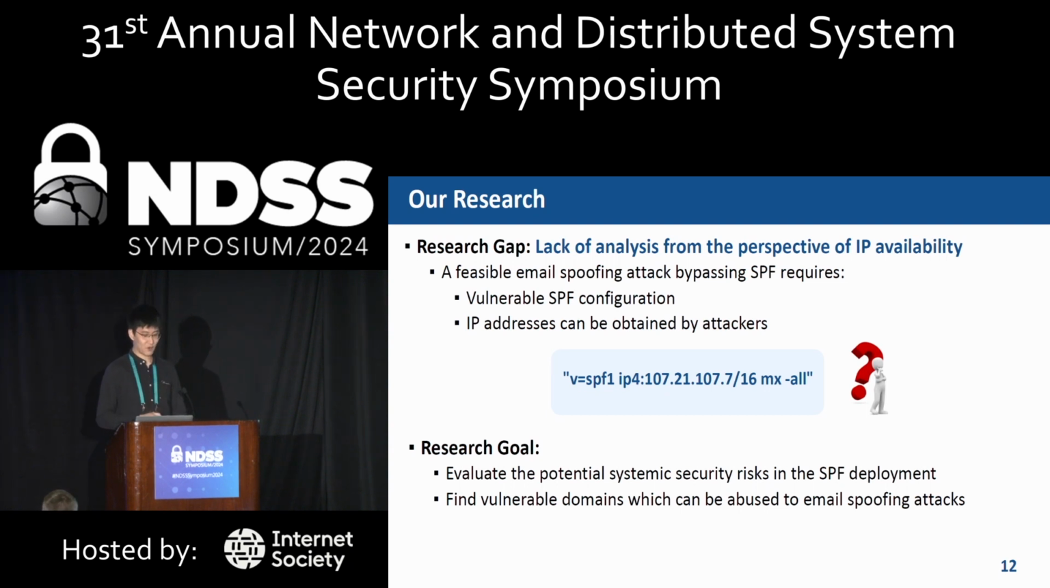Previously, studies only focused on SPF records and paid less attention to IP availability. We believe it's not enough. For example, it's difficult to judge whether an SPF record is vulnerable only by checking the record itself. If you can obtain an IP address in this IP range, you can know that this SPF configuration is vulnerable. So our research goal is to evaluate the potential systematic security risk in SPF deployment and find domains that have SPF vulnerabilities.